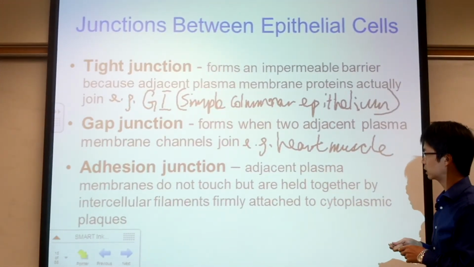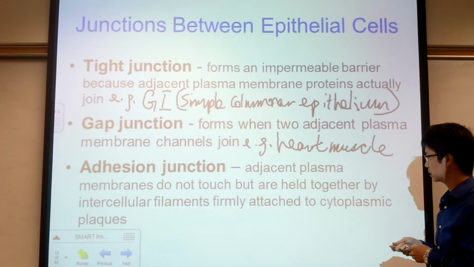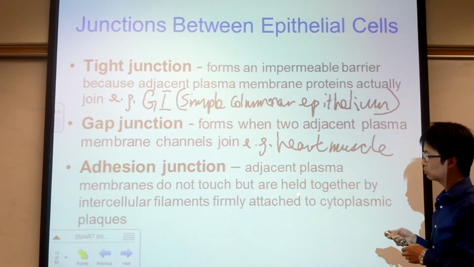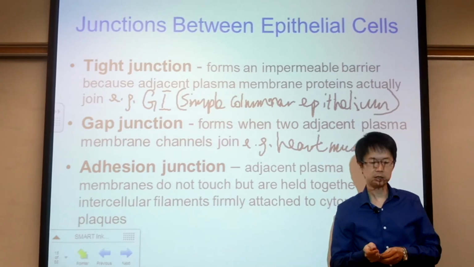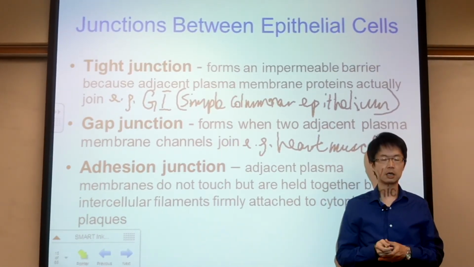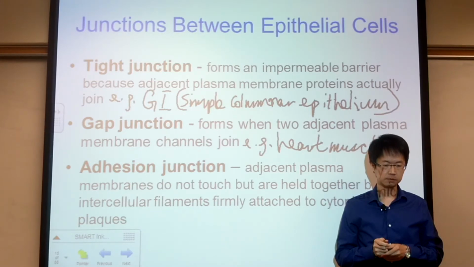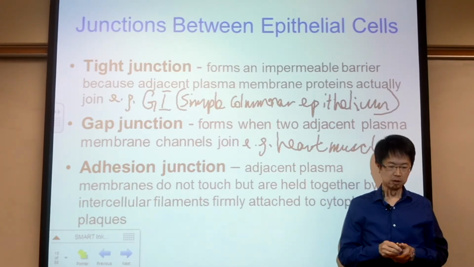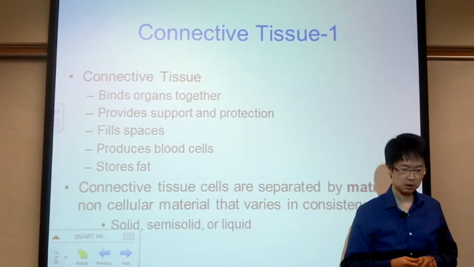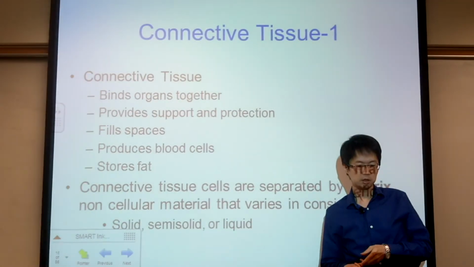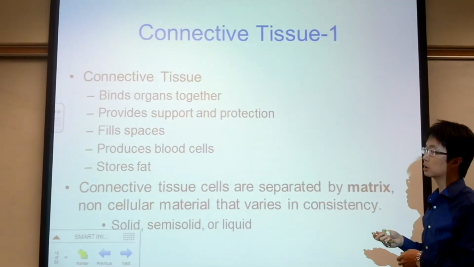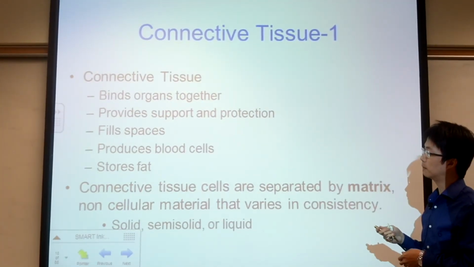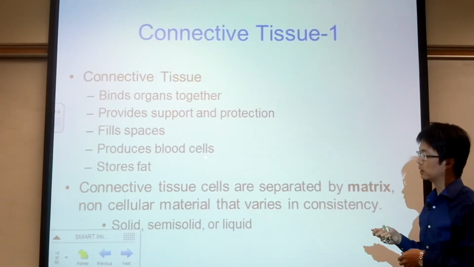Adhesion junction, adjacent plasma membranes do not touch, but are held together by intercellular filaments attached to cytoplasmic plaques. This one you can find generally in many cell types. And then connective tissues. Connective tissues bind organs together. They also have supportive and protective functions. They fill spaces, they produce blood cells, they store fat.